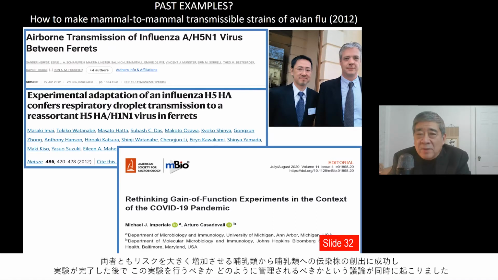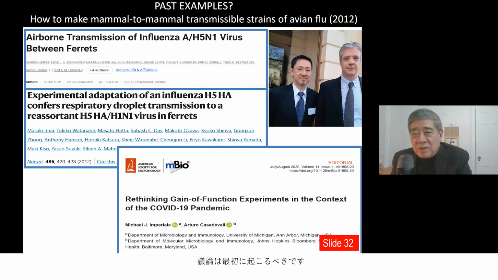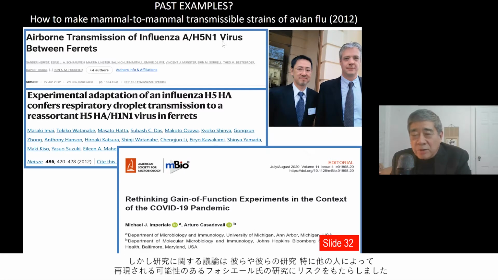And at the same time, the discussion of whether this should be done and how it should be managed took place after the experiments were complete. The discussions have to take place in the beginning, but discussions of the research also pose risks in and of themselves, particularly the Fouchier work, which could be reproduced by others.